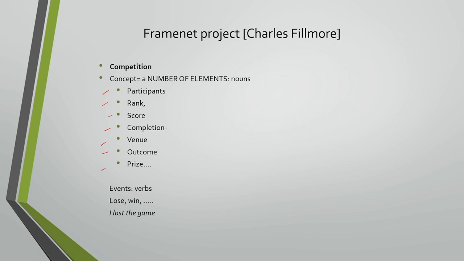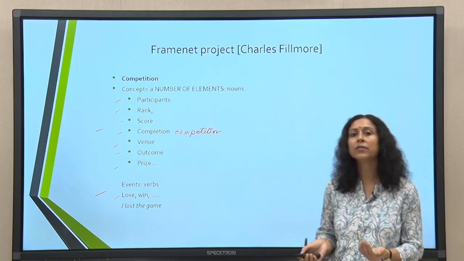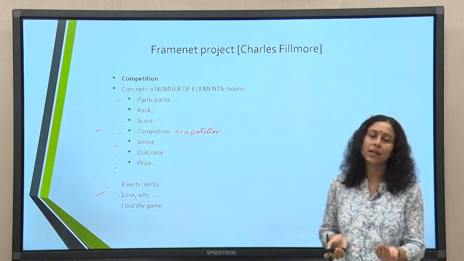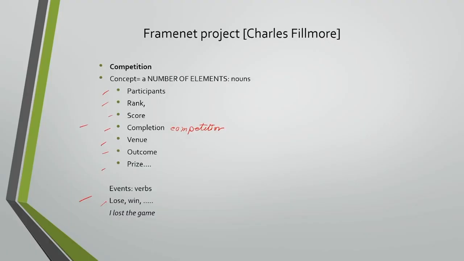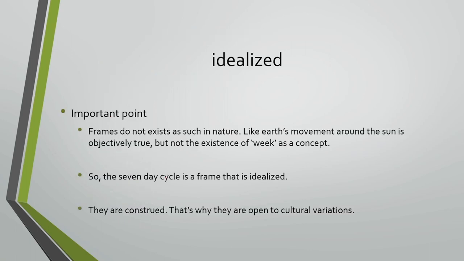And then there is the competition, and then there are events. So, one can lose, one can win, and so on. There will also be a referee, some moderator, and so on and so forth. So, these are the elements, and these are the events. This is the whole picture of a competition frame that a simple sentence like "I lost the game" invokes. You already know that there are participants, there is a particular activity on the basis of which you have to score, and there are rules that you have to follow. Every competition has its rules and so on.